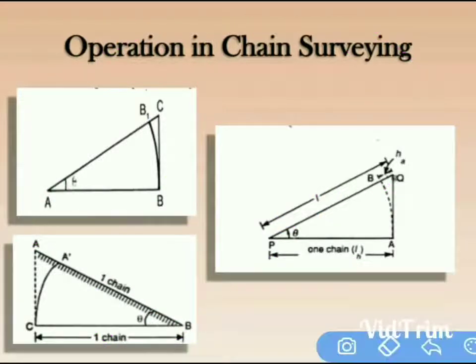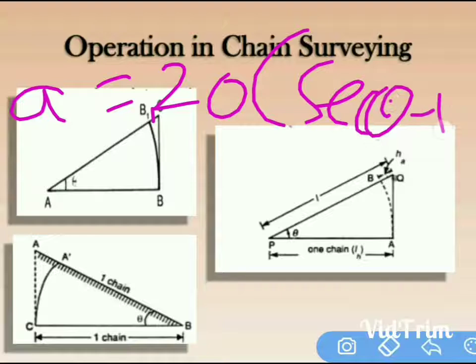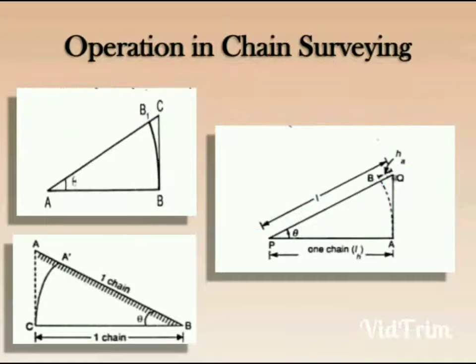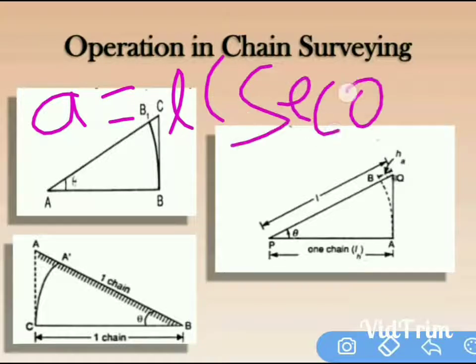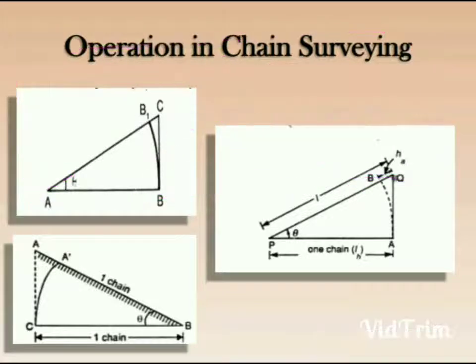Clear? Everyone clear? Simple. Here the A value, the hypotenuse allowance value, is 20 into sec theta minus 1. So for a 30 meter chain, 30 into sec theta minus 1. So for an L meter chain, that will become L. So the final value for the hypotenuse allowance is L into sec theta minus 1. That is, A, the hypotenuse allowance, is equal to L into sec theta minus 1.